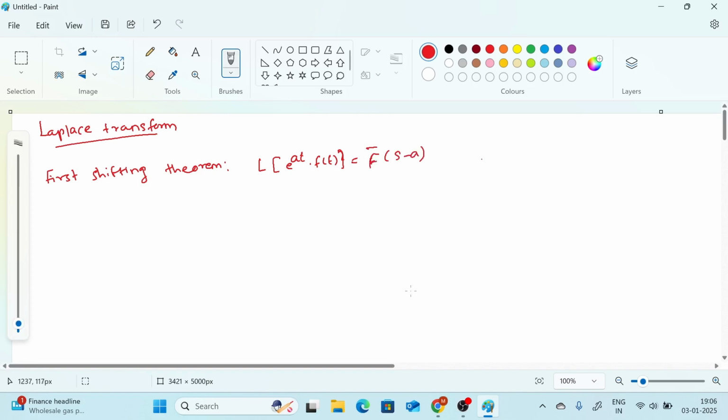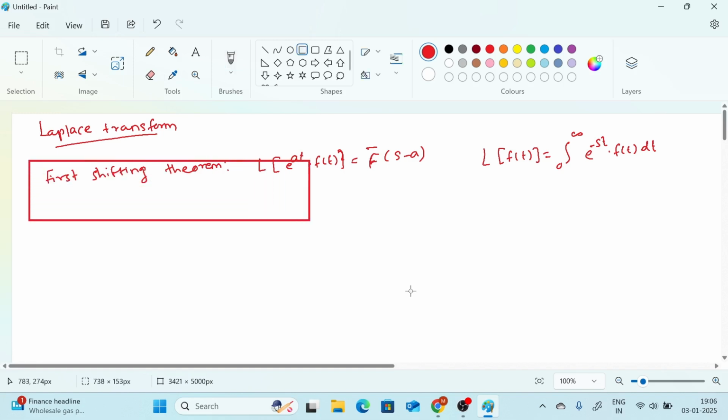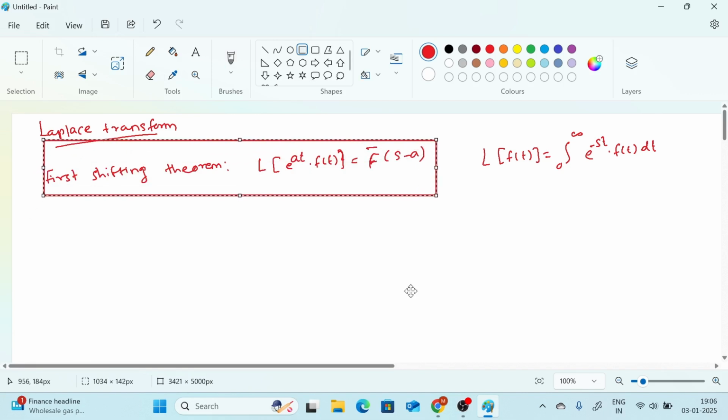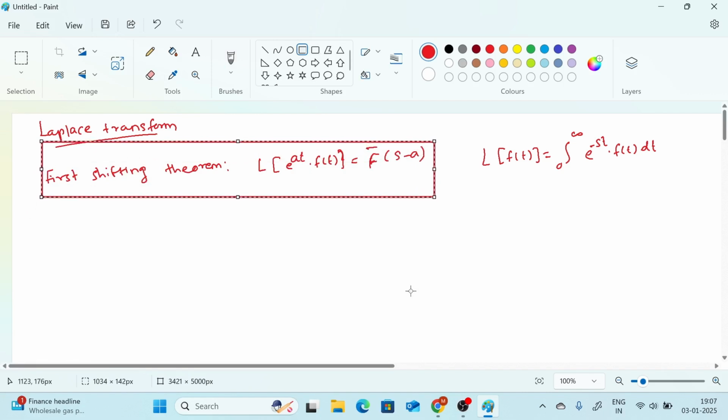And what is the Laplace equation? Laplace of f of t is the integration from 0 to infinity of e raised to minus st f of t dt. Right. Now today we are going to have the example based on this first shifting theorem.